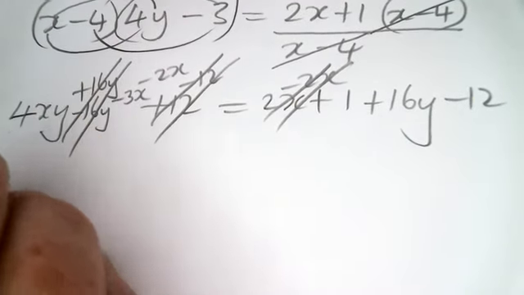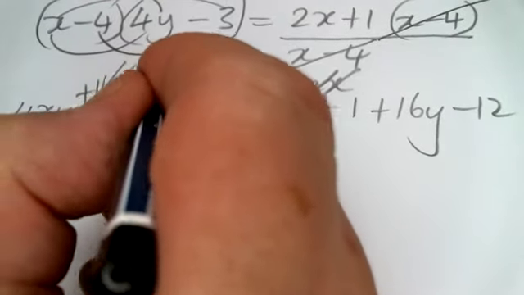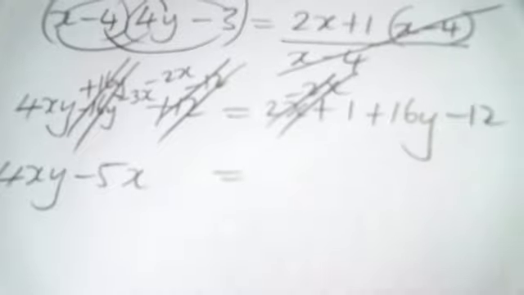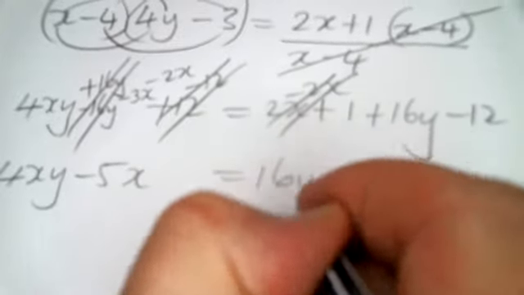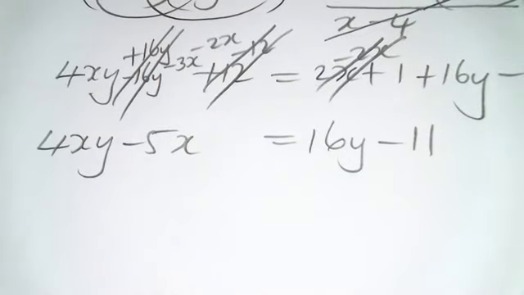So I've got a 4xy. Let's tidy this up. I've got a minus 3x minus 2x is going to be minus 5x is equal to, now I've got a 1 and a minus 12, which is going to be minus 11. So I've got 16y minus 11. It's gone out of focus. Go back into focus. Good.